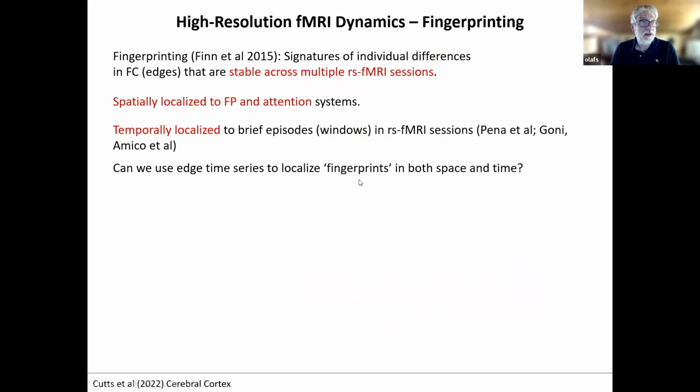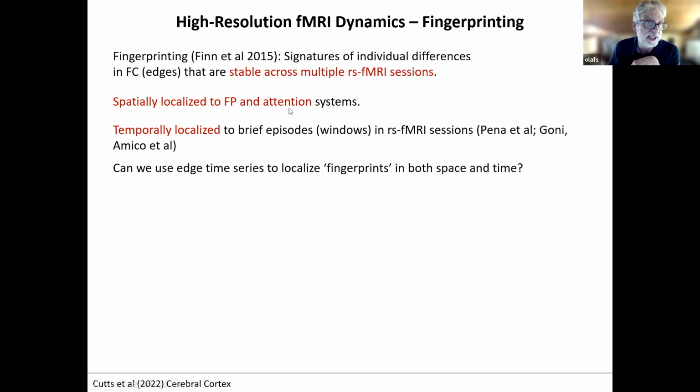Secondly, fingerprinting is a phenomenon introduced by Emily Finn some years ago, and refers to the fact that if you compare individuals across multiple sessions of imaging, especially in resting state, you can find sets of edges that are stable across multiple resting state sessions, essentially constituting a functional connectivity fingerprint that can identify these individuals. There are methods available for how to do this, which we have appropriated for our study.